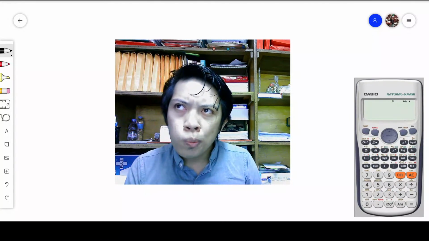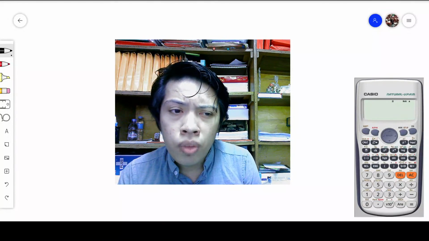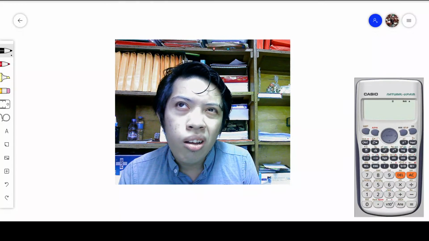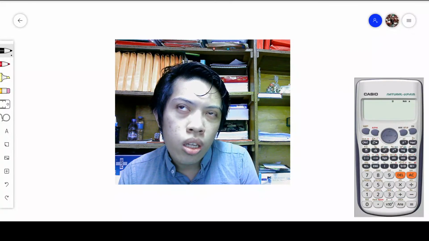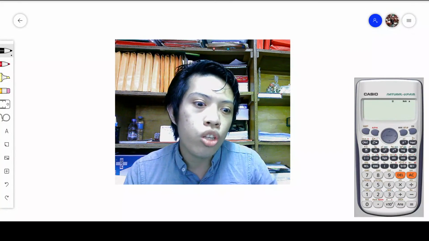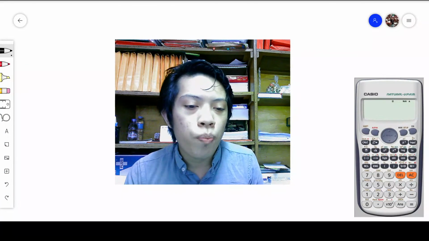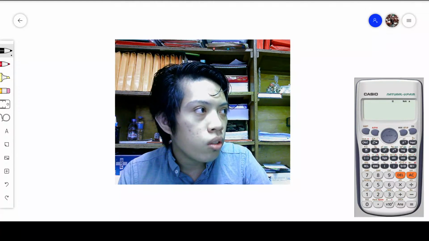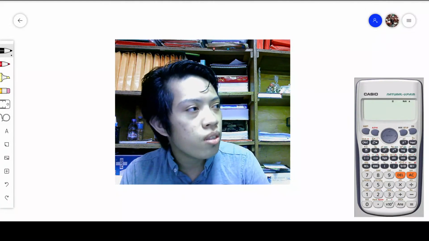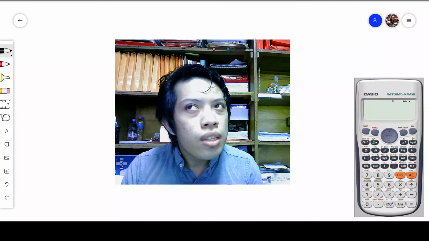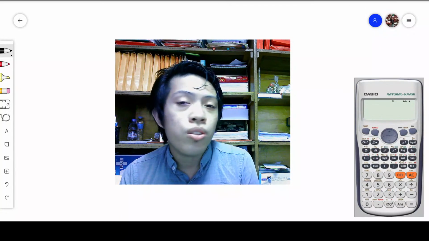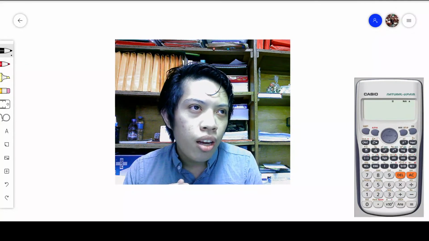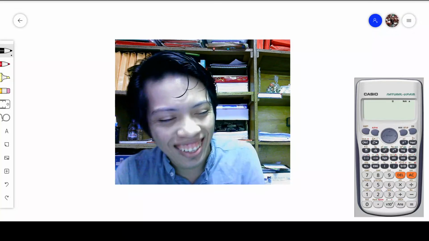If you are to define continuity, I think the definition is pretty much self-explanatory because the word continuity comes from the root word continue or continuous, meaning duro-diretso. And since we are talking about functions and graphs of functions, when we say continuity, we're actually talking about the continuity of functions.